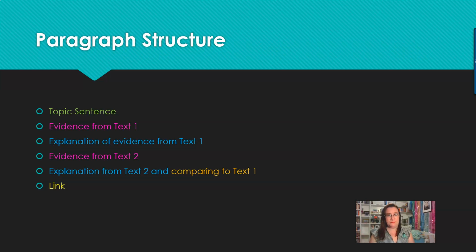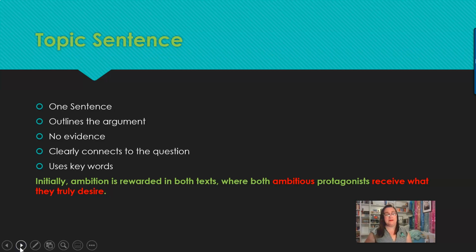Let me show you. Let's have a look at what topic sentences are. A topic sentence is the same as in a text response, basically. It's one sentence, it outlines your argument, and there's no evidence in there. It clearly connects to the question by using those keywords. So make sure that each of your topic sentences almost feels like a one-sentence answer to the question.